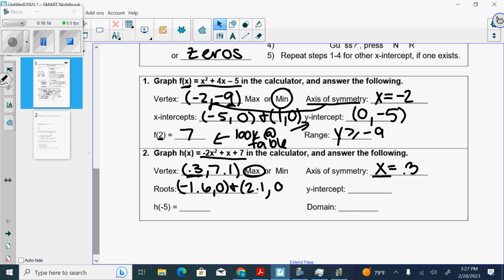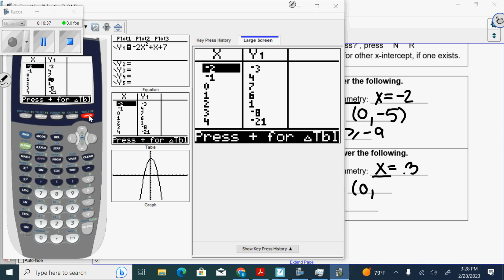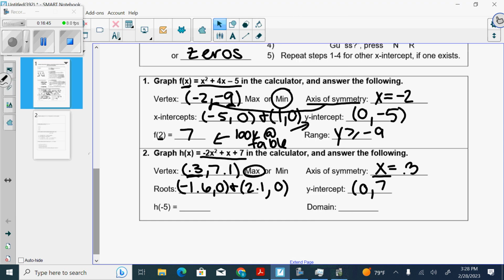All right. Okay, and how do we find the y-intercept? Like on the y-axis, so I just look in my table, right? What's x going to have to be if it's a y-intercept? 0. All right, so I pull up my table, second table. When x is 0, what's y? 7. So it's the coordinate point 0, 7.